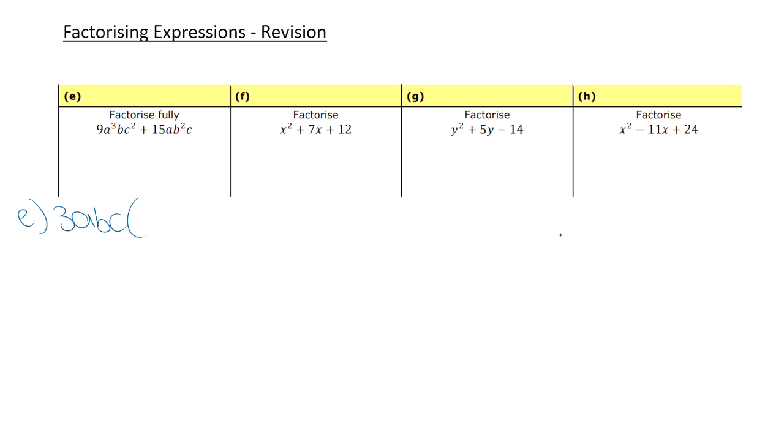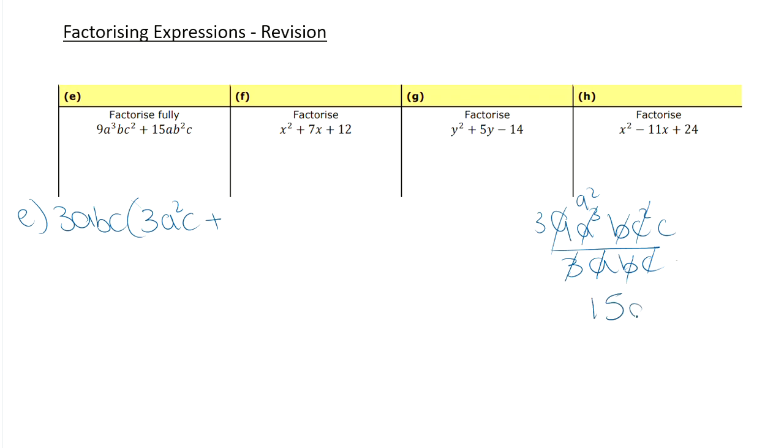So 9a cubed bc squared divided by 3abc. Well, 3 goes into 9 3 times, so we need a 3. A 3 minus a 1, so that's just going to be a 2. Then we have b divided by b, so that's cancelled, and then we'll just have 1c. So that's c. Plus, let's have a look at the next one.